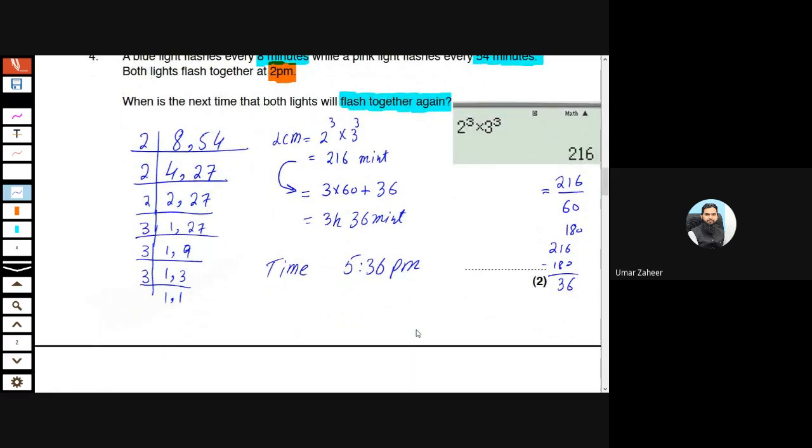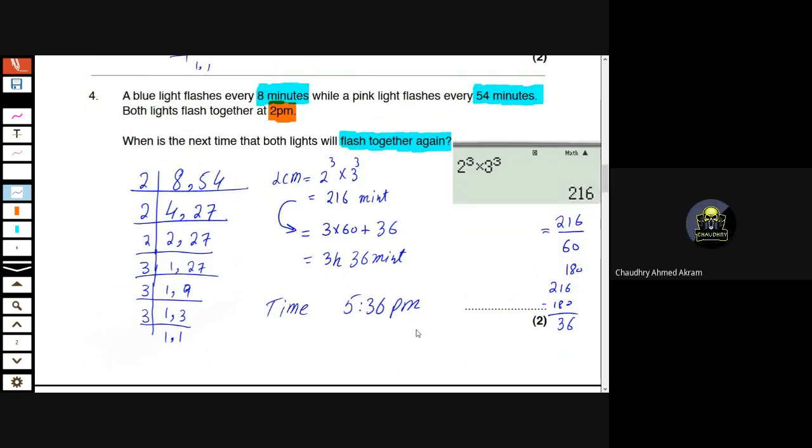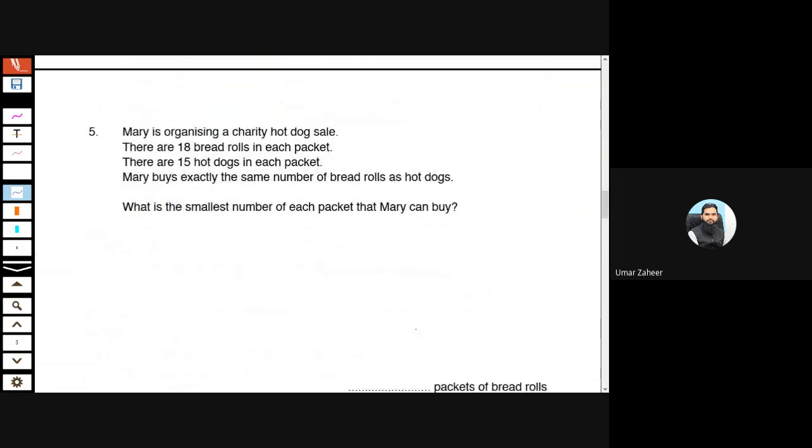Anyone have a question about it? No, sir. Okay, let's see how to move next.